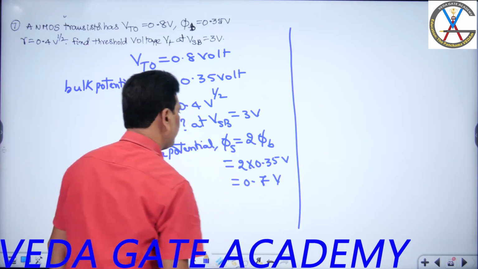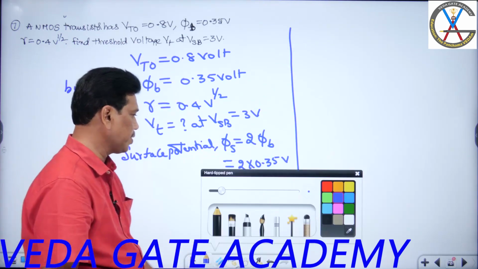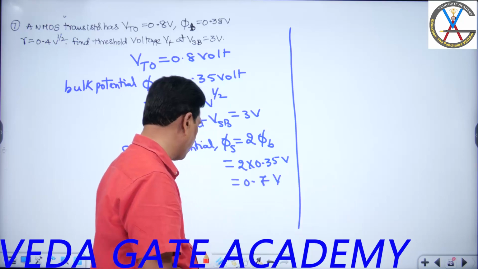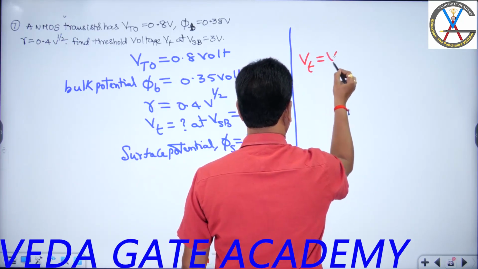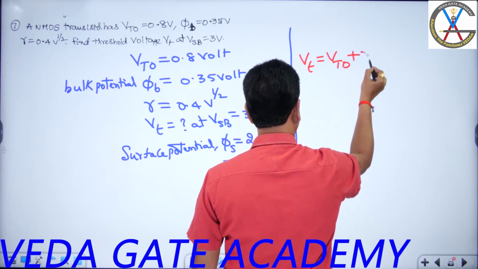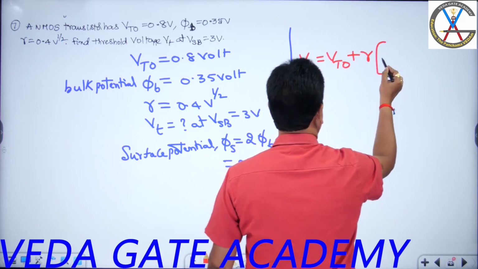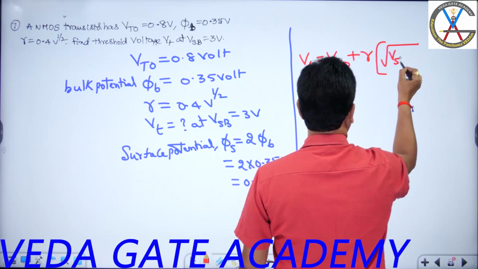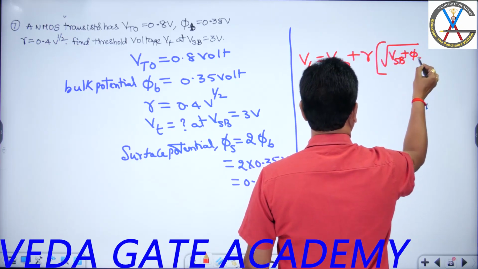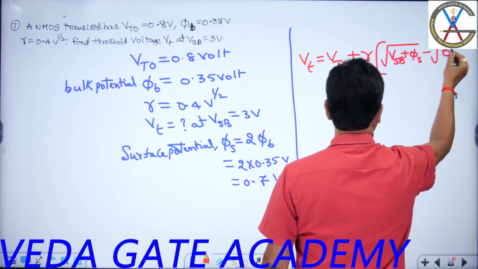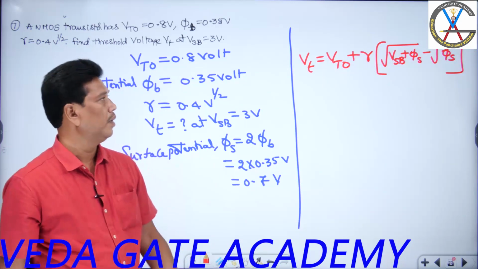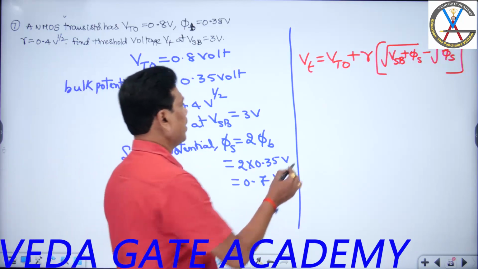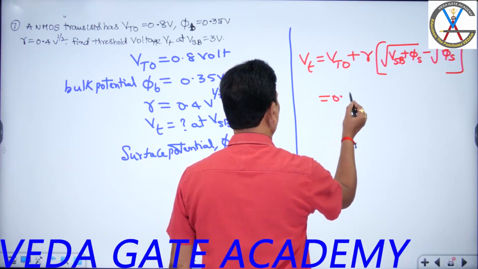What is he asking? The threshold voltage. You know the formula for threshold voltage from the body effect: VT equals VT0 plus gamma into square root of VSB plus phi s minus square root of phi s. If VSB is 0, then VT equals VT0, which is 0.8, the minimum threshold voltage at VSB 0.